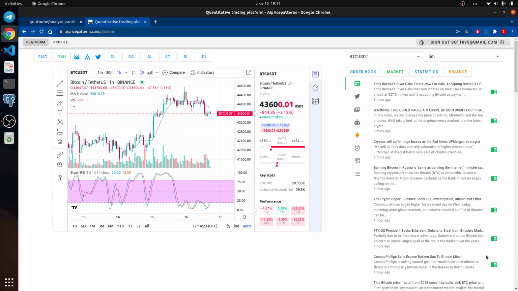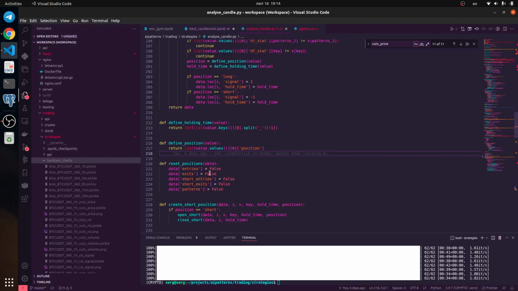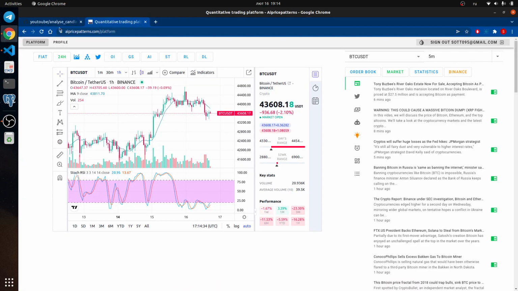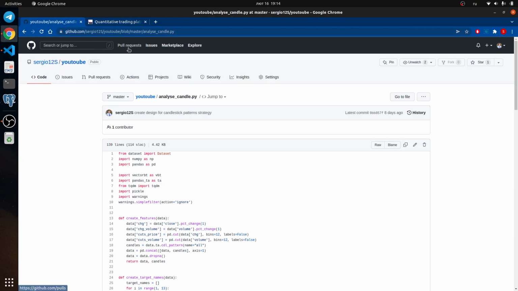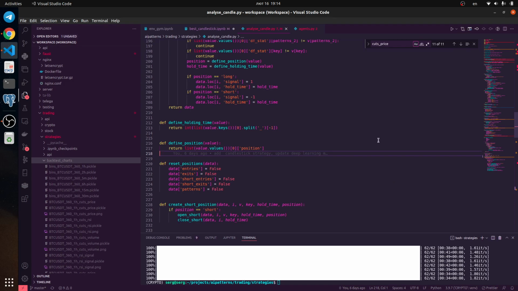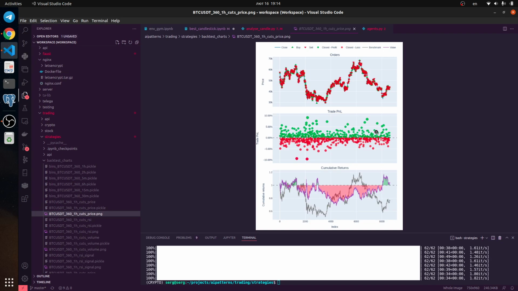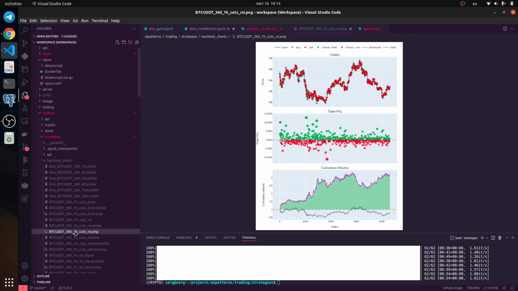I showed you in the previous videos how I'm developing an algorithm using candlestick patterns. You could find this file, analyze candle, which I share on my GitHub repository. When we run this file, we could get some dependency with the best candlestick patterns, and we could analyze this data to make some decision.